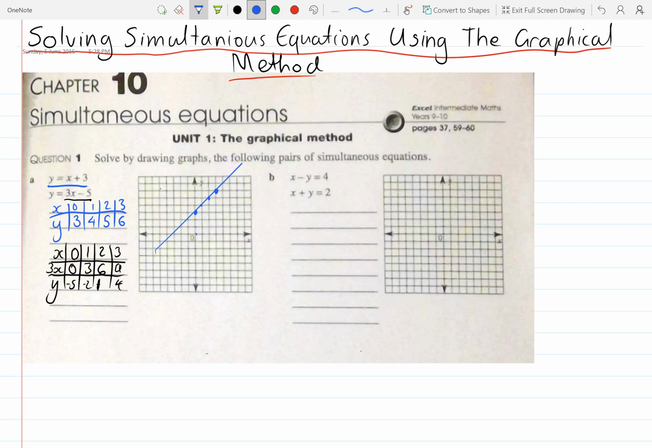Okay, and now the black line. I'm just going to cross out this 3x because I don't want those numbers there to confuse me. That was really good working out, but we don't need it anymore. So 0 is minus 5. 1 is minus 2. 2 is 1. And 3 is 4.